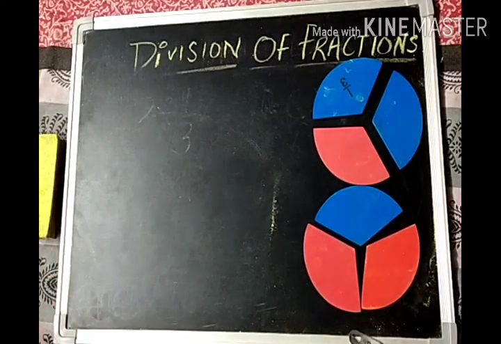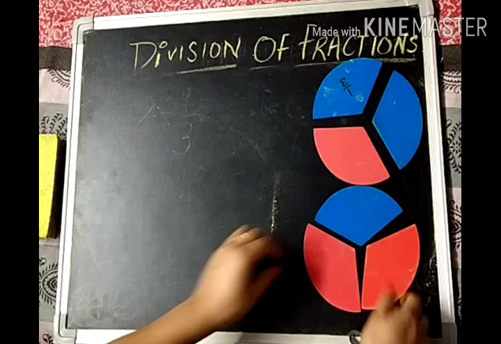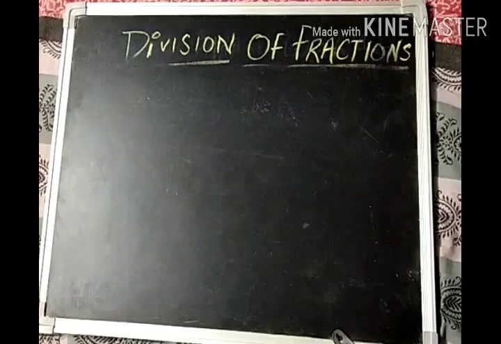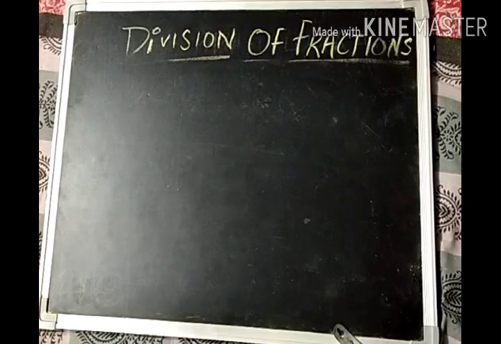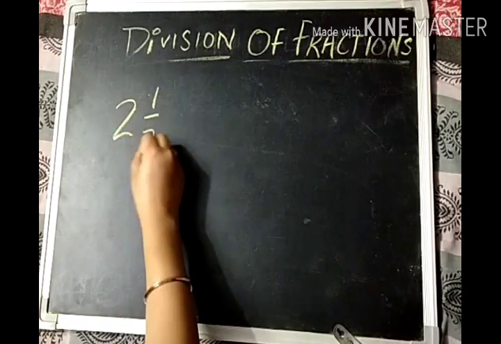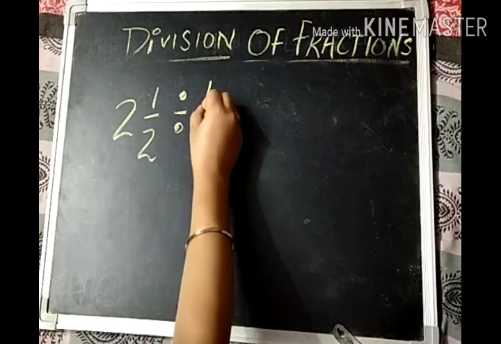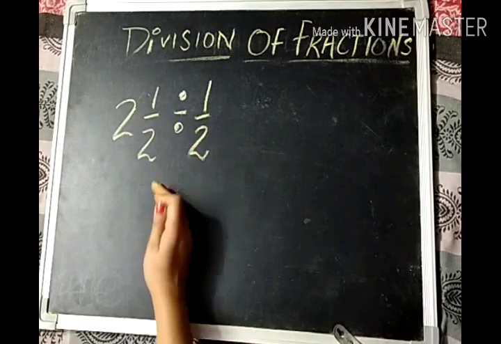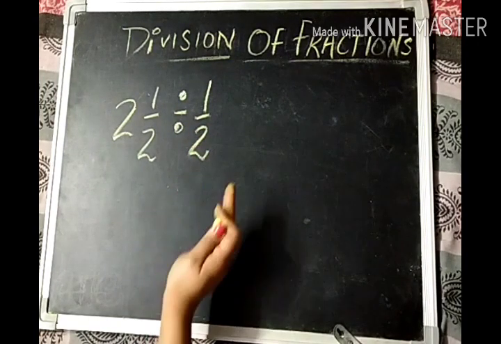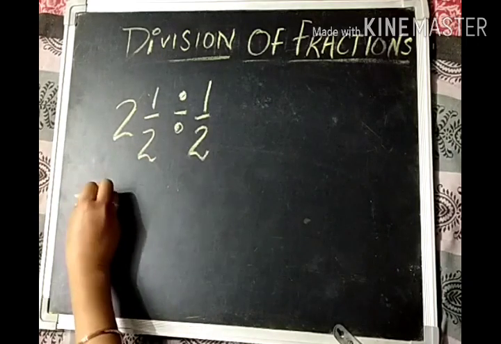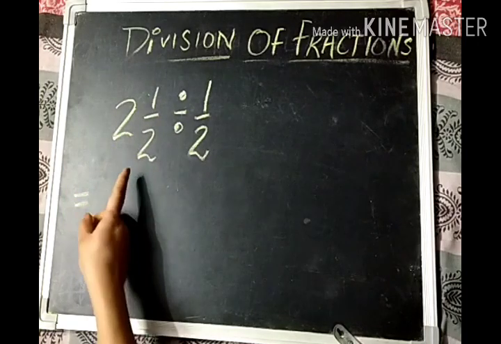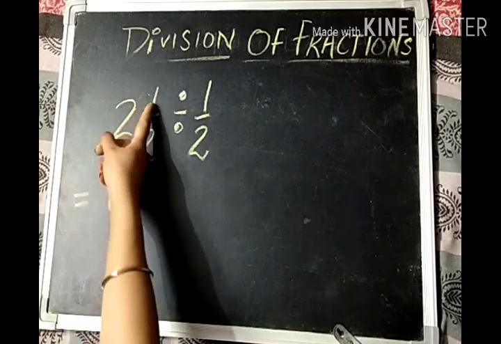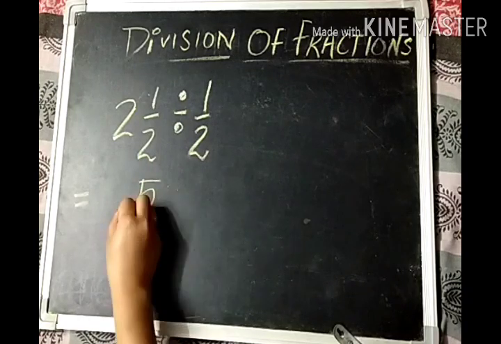The next example we have taken is 2.5 divided into half. It's a little tricky. We know we'll get 5 halves, but how will we do it now? So first step, we'll write the mixed number as an improper fraction. So 2 2s are 4 plus 1, 5 halves.